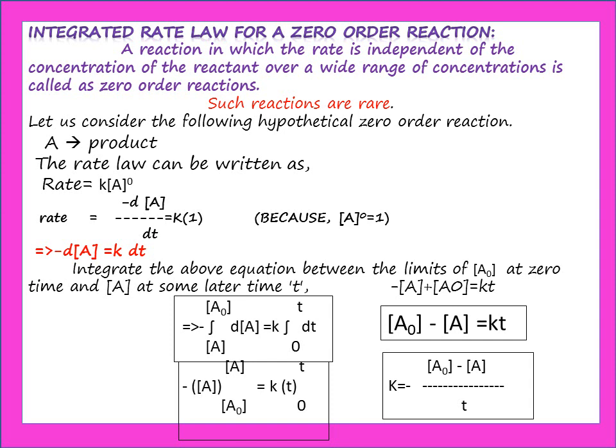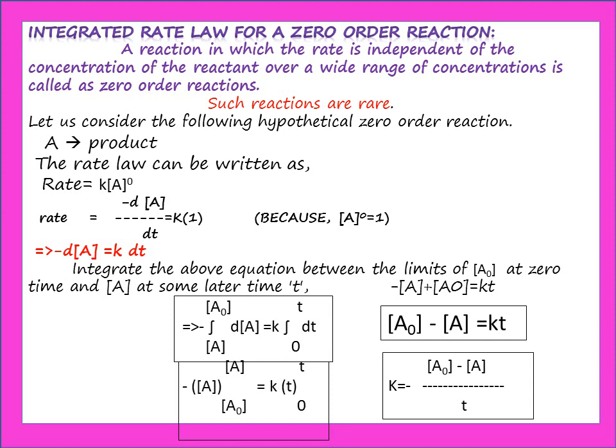We are starting the reaction at zero time, where the concentration of A is A naught. After some time t, the concentration of A is A. Then we integrate the equation minus dA is equal to k dt within the limits. Minus integral A naught to A dA is equal to k integral 0 to t dt. Integral dA is nothing but A within the limits A naught to A, which will be equal to k into integral dt, which is t. We apply the limits 0 to t.